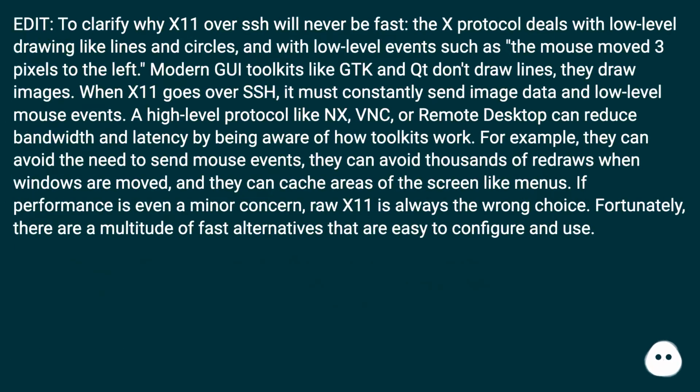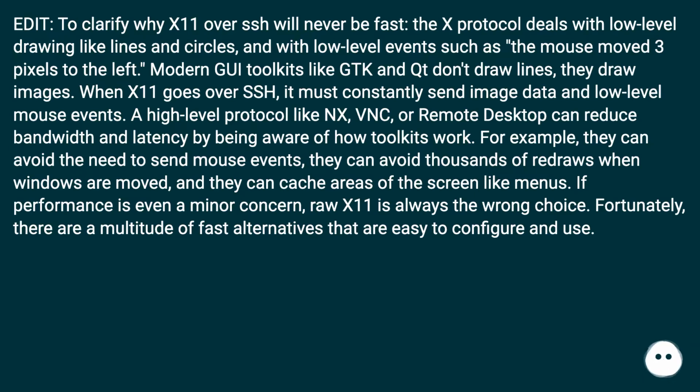Edit. To clarify why X11 over SSH will never be fast, the X protocol deals with low-level drawing like lines and circles, and with low-level events such as the mouse moved 3 pixels to the left. Modern GUI toolkits like GTK and Qt don't draw lines, they draw images. When X11 goes over SSH, it must constantly send image data and low-level mouse events.